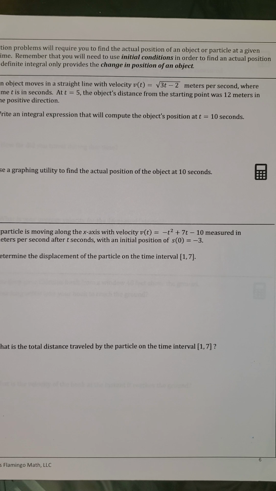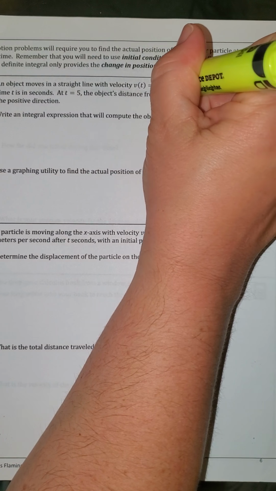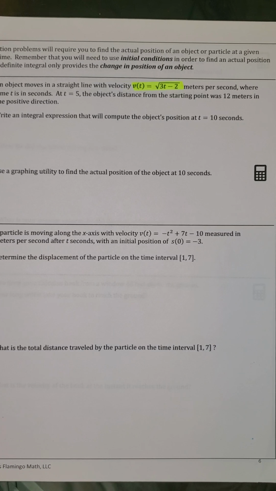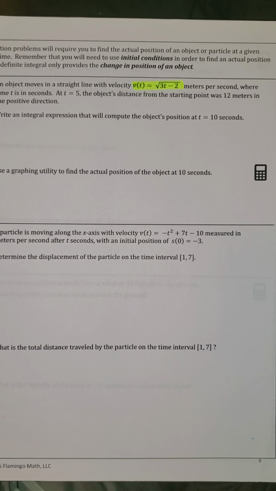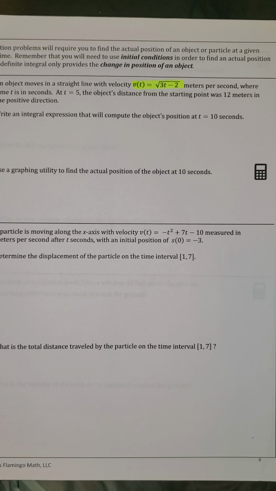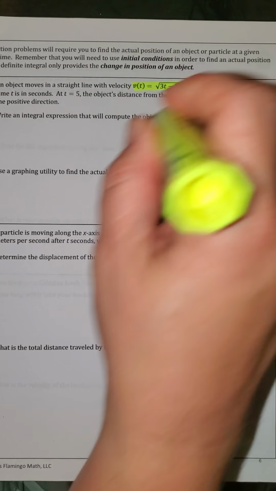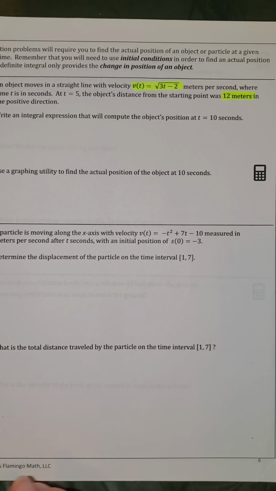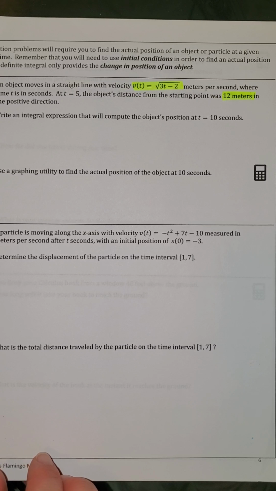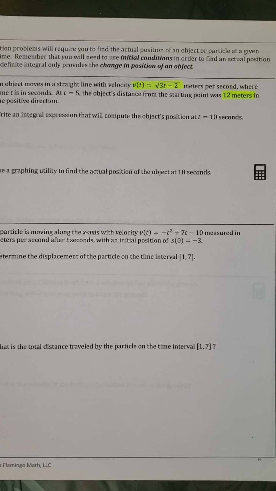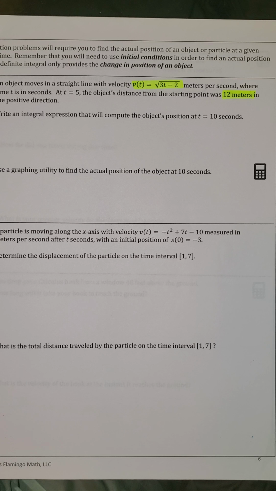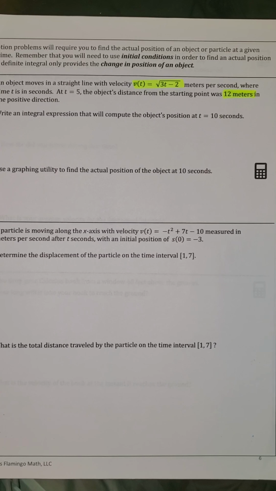We have an object moving in a straight line with that velocity. We're going to need that. Meters per second, where t is in seconds. At t equals 5, the object's distance from the starting point was 12 meters in the positive direction. That will actually become our initial condition. Okay, for A, it just says write an integral expression that will compute the object's position at t equals 10 seconds. So it doesn't mean we have to figure it out quite yet. We'll have to do that in part B though.